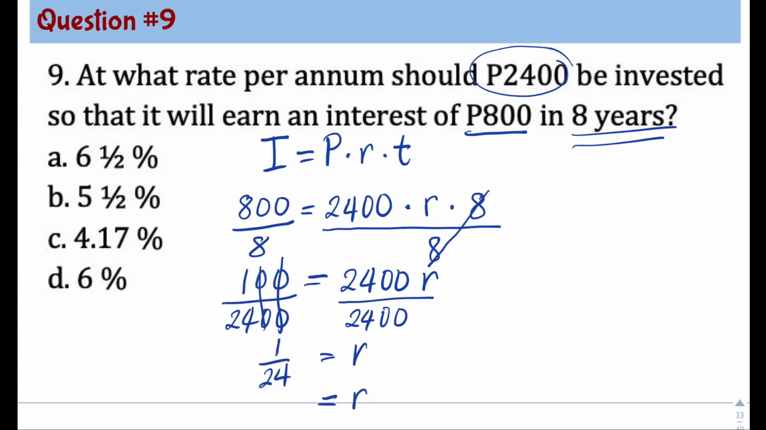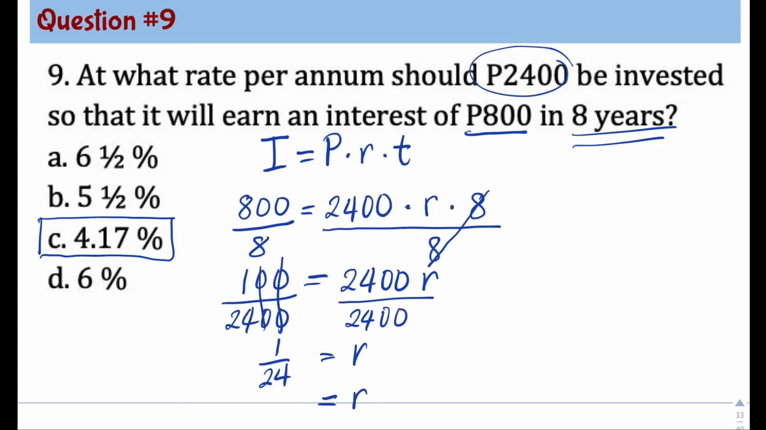Can you estimate the percentage or the decimal equivalent of 1 over 24? If it's 1 over 25, that will be 4% because 25 can go to 100 four times. So that means our answer here should be really close to 4%. And the option that goes with 4% is letter C.